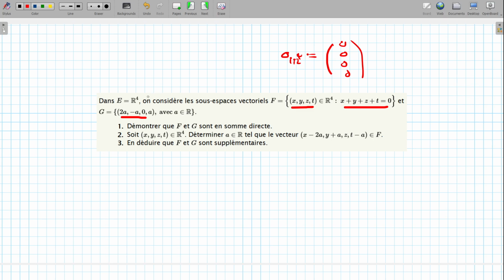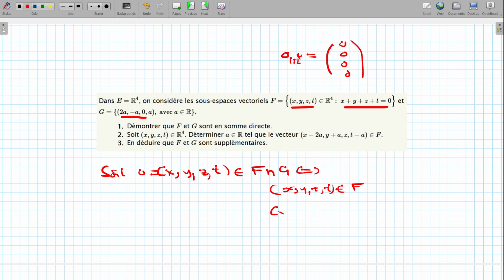Because they are subspaces of R4, what we can do here is soit U, a vector that has 4 components, x, y, z, and t. If we take it from the intersection of F and G, this is going to mean two things. First, that this vector U with components x, y, z, and t is in the subspace F. Now it's also going to mean that this x, y, z, t is in the subspace G.